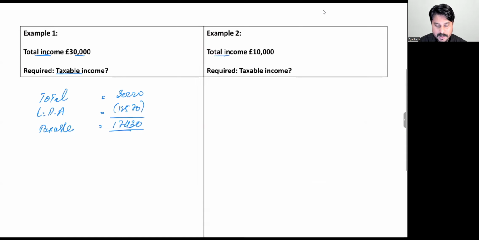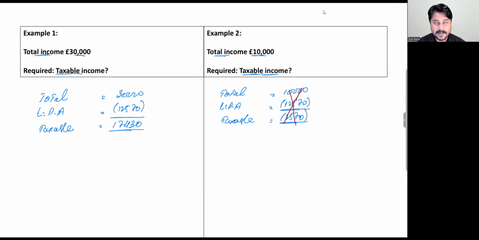In example 2, total income is 10,000. The requirement again is to calculate the taxable income. From the total income, we deduct the personal allowance and the differential would be the taxable income. You can see that total income is less than the available personal allowance, and if we deduct the whole amount of personal allowance, you will get 2570 as a negative amount. Keep in mind, personal allowance is given to a taxpayer for reducing the taxable income but not creating a negative figure of the taxable income.